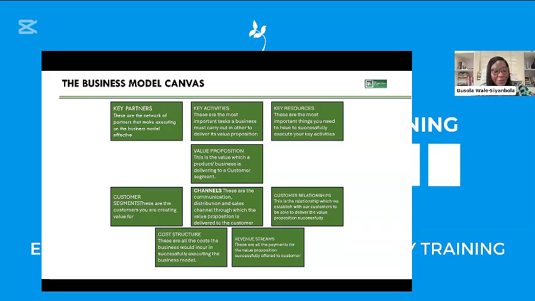Now, the third category, right, is the category of customers. So the customer segments, the channels, and the customer relationships. Customer segments are the customers that you are creating value for in your business. The channels are the communication, distribution, and sales channels through which the value proposition is delivered to the customer. And of course, the relationships. This is the relationship which we establish with our customers to be able to deliver the value proposition successfully.